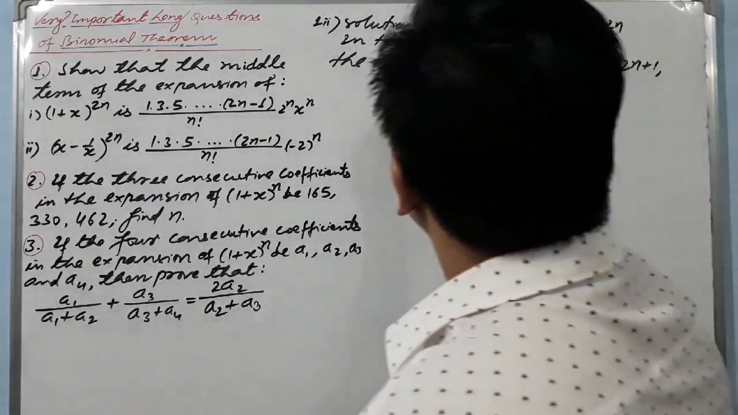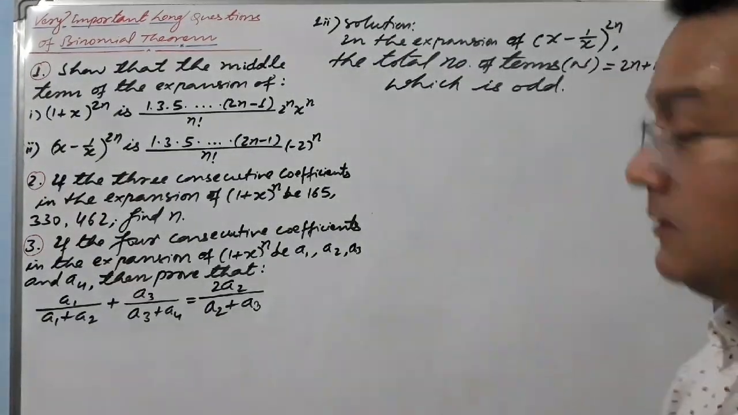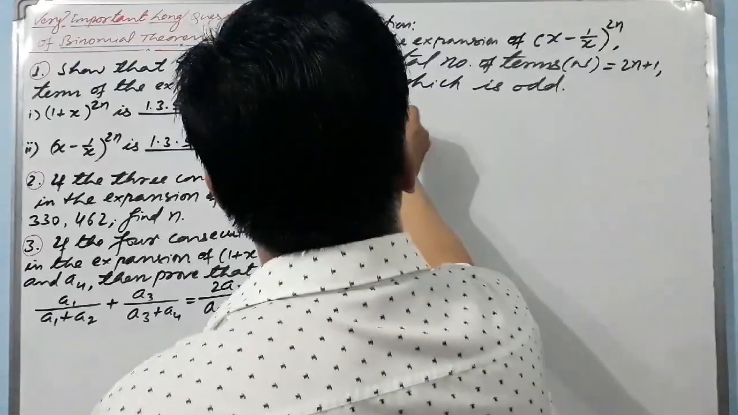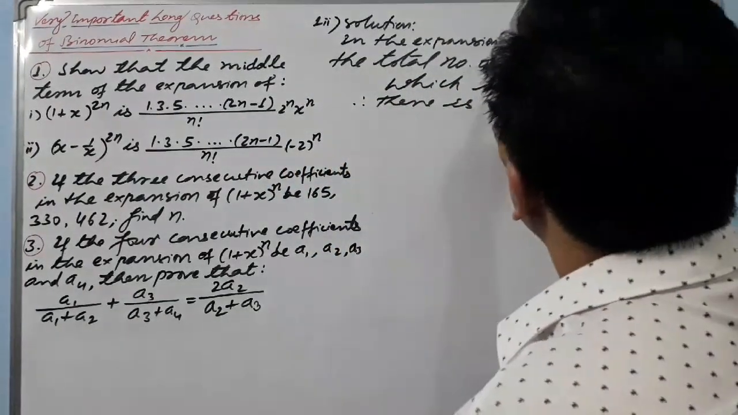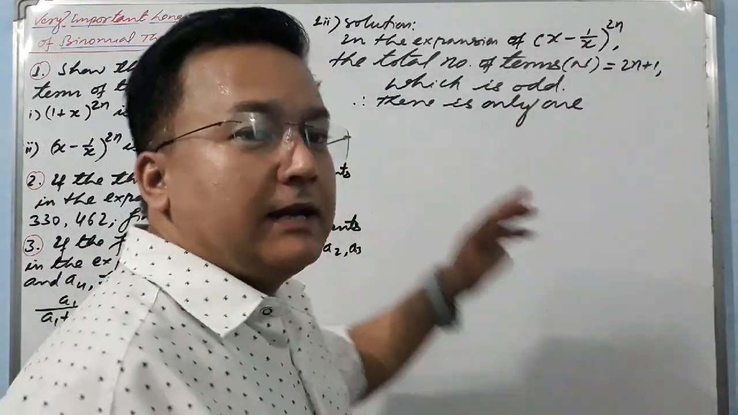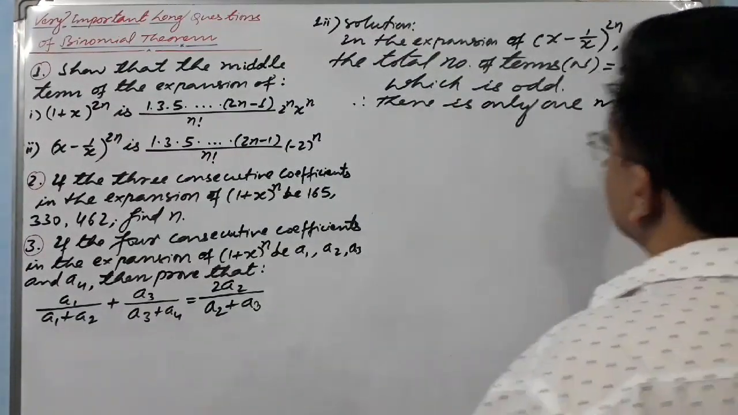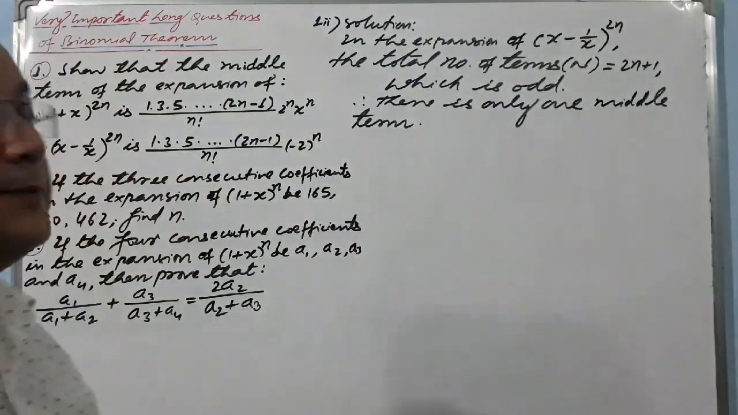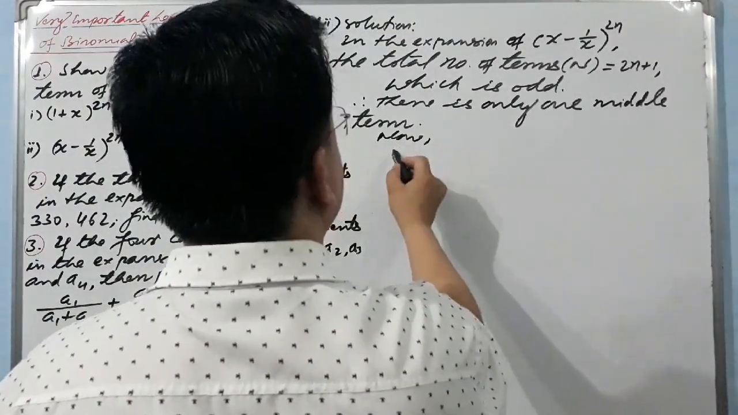Which is odd. So which is odd? This means there is only 1. So therefore, if our total number of terms is odd, then there will be only 1. Therefore, there is only 1 middle term. Now, let's find out the middle term.